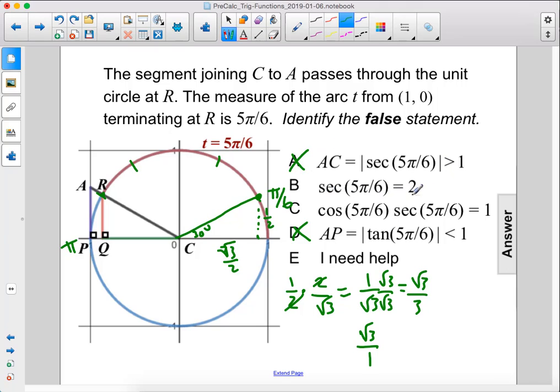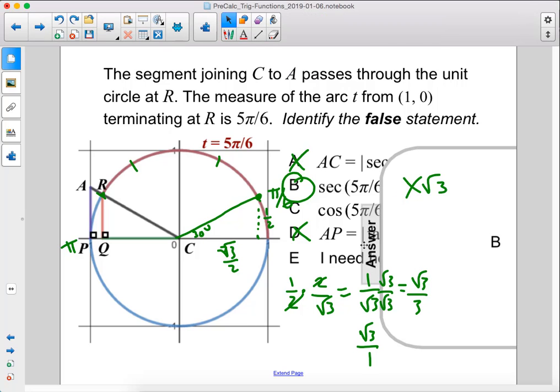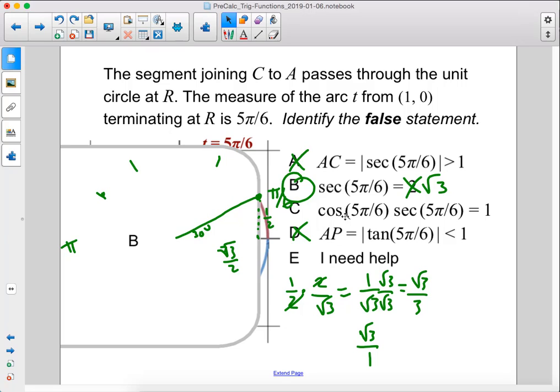However, it's not equal to 2. It's equal to the square root of 3. So B is false. This shouldn't be 2. This should be the square root of 3. The answer is B. In C, cosine of 5 pi over 6 times the secant of 5 pi over 6 does equal 1 because cosine and secant will cancel each other out.